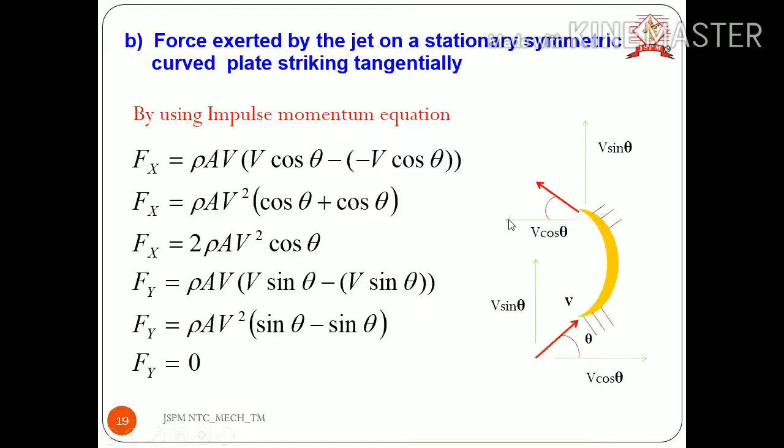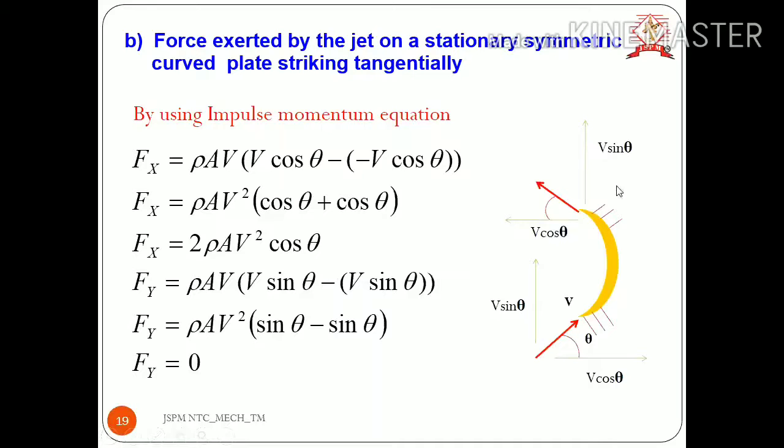In this direction, we'll take all forces negative. So we'll get rho a v common. So rho a v square, and in the bracket cos theta minus minus will get plus, so cos theta plus cos theta, which is 2 cos theta. So 2 into rho a v square cos theta. So the horizontal force will be 2 rho a v square cos theta.